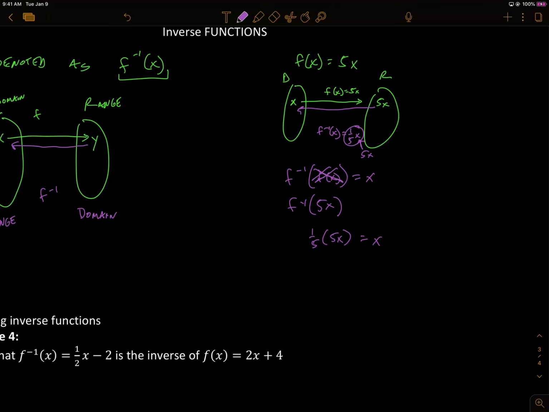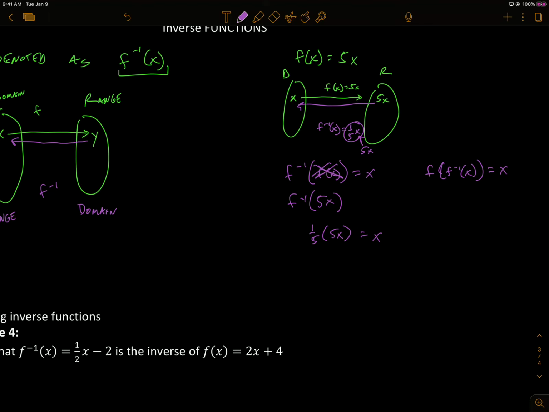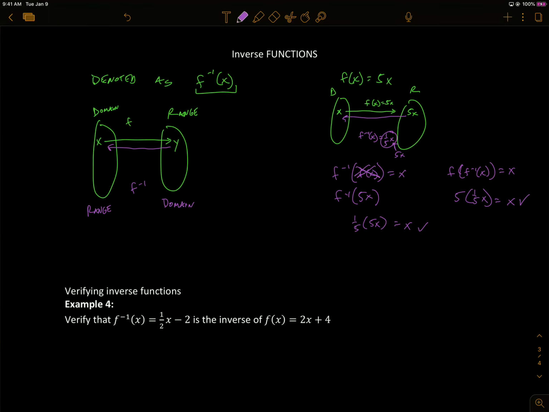Now it's got to work both ways. So if I take f of x and I plug f inverse into it, I should still also get back to just x. They should undo each other. So if I take my function 5x, I've got to plug something in for x. If I plug in the inverse function there, I know 5 times the 1/5 is 1, and I get just x, so it works out. So that's how you can verify inverse functions.